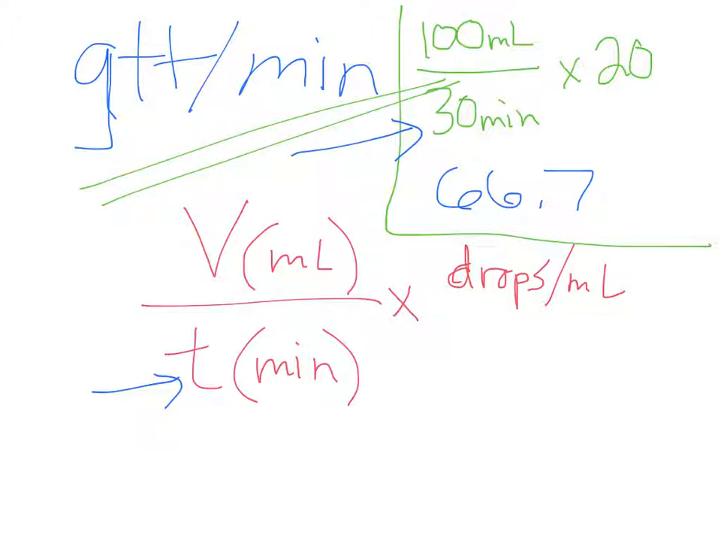So this would actually be about 67 drops per minute. Let me do another one. With those drops per minute, like I said, those are a little strange, but let me write the formula back up here at the top. But let's go ahead and look at number 16 now.